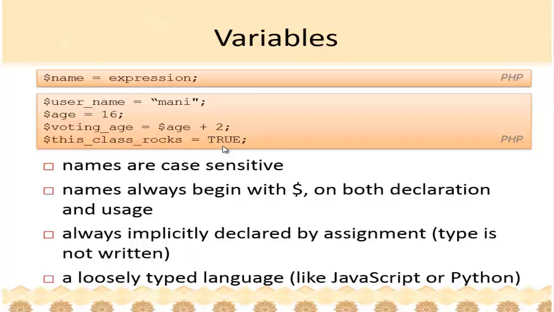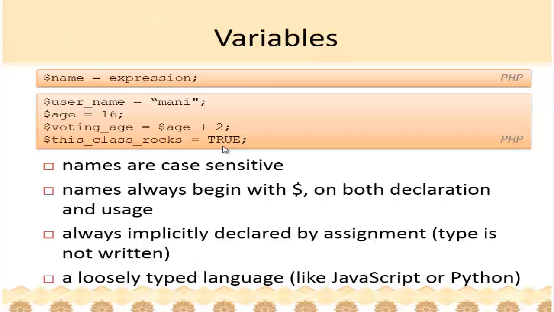So let's look at the different conditions for creating a variable. First important thing, variables are case sensitive. Next one, they must be declared with the $ sign, both in the declaration and during the usage. The type is implicitly taken up by PHP. The value that is assigned is taken up, and it is loosely typed.